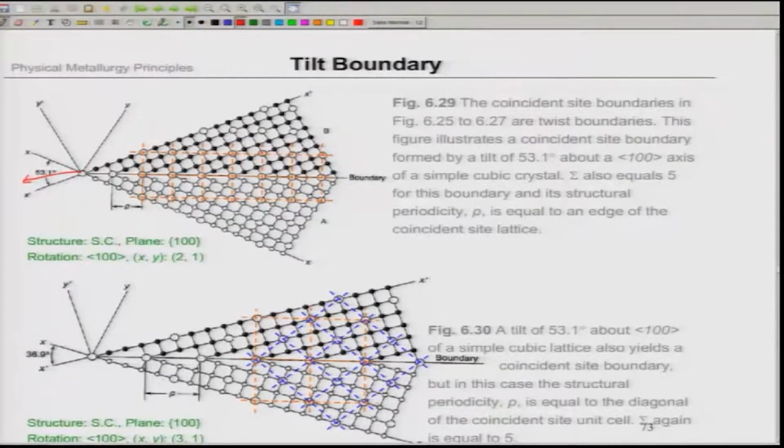Sigma 5 will lead to an angular offset; you can see here these points are at an angle with respect to the B lattice, not exactly falling on the B lattice, in contrast to the first case where the rotation was 53.1 degrees.